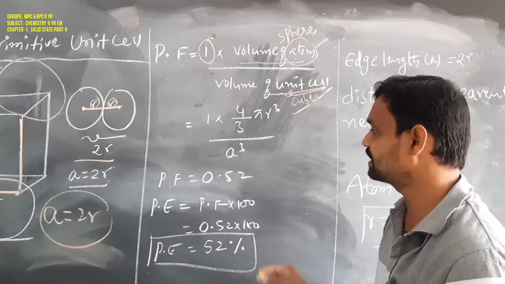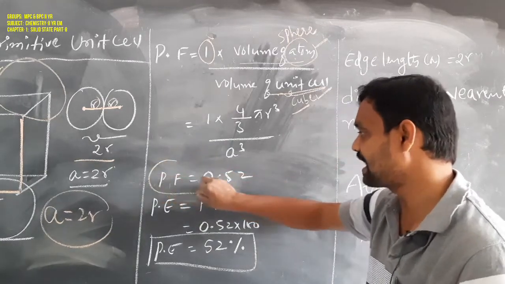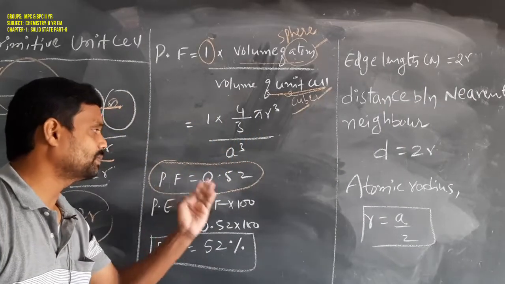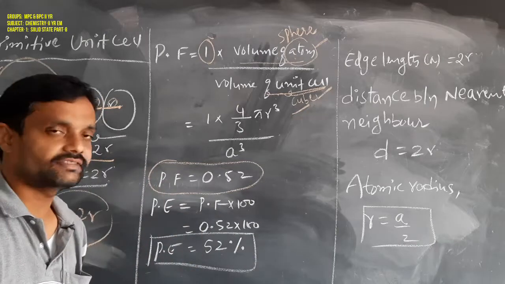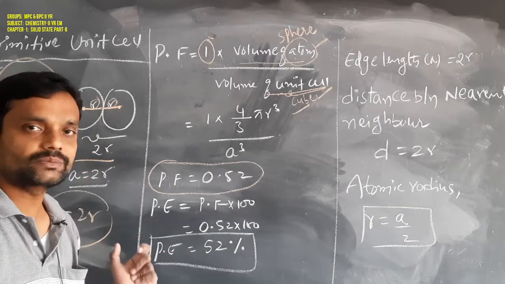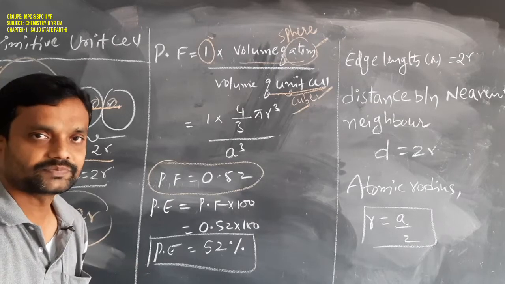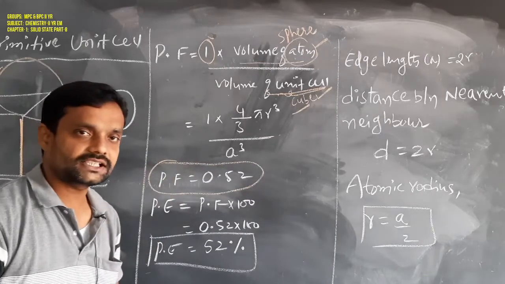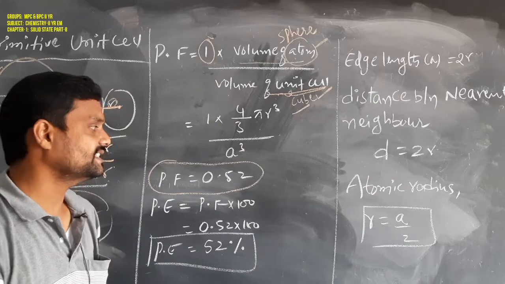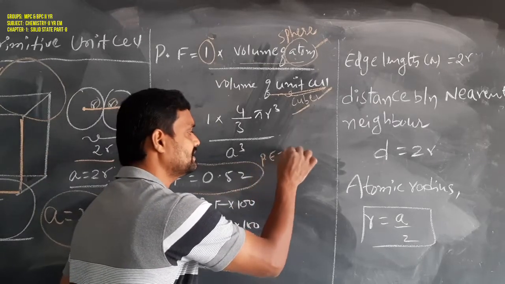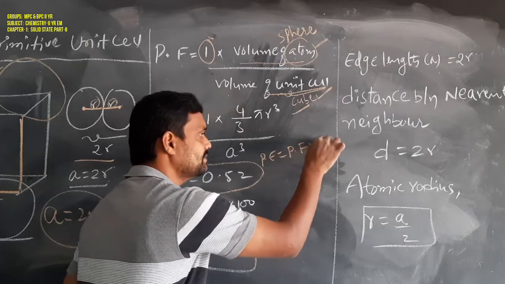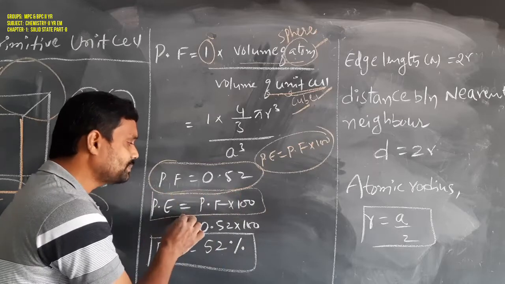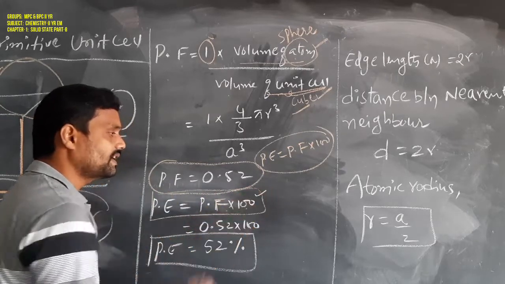So on simplification, finally we get the packing fraction as 0.52. From this formula, we get the packing fraction for the simple or primitive unit cell. The packing fraction is nearly 0.5. When we get the packing fraction, how can we get the packing efficiency? The formula for the packing efficiency is the packing fraction multiplied by 100.